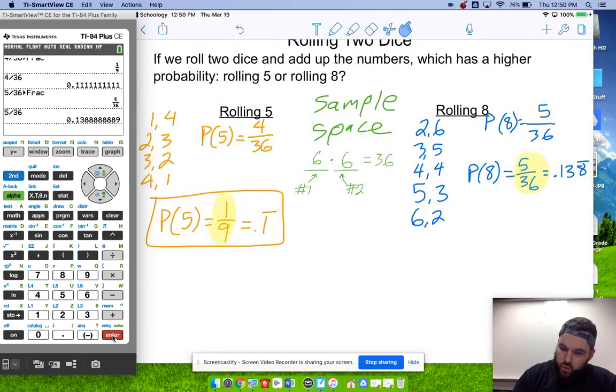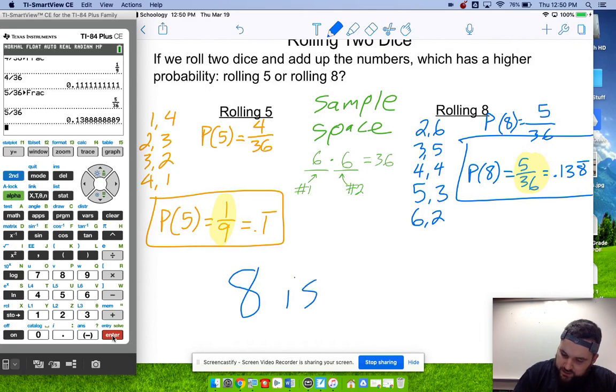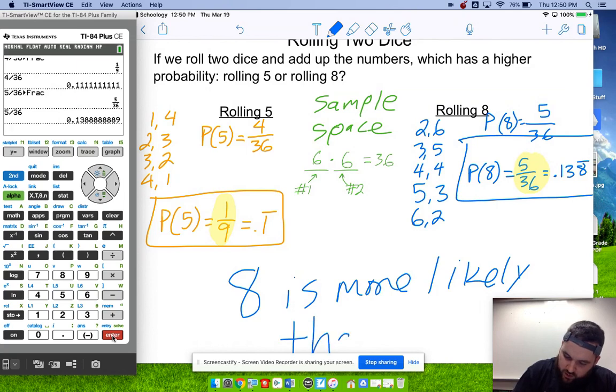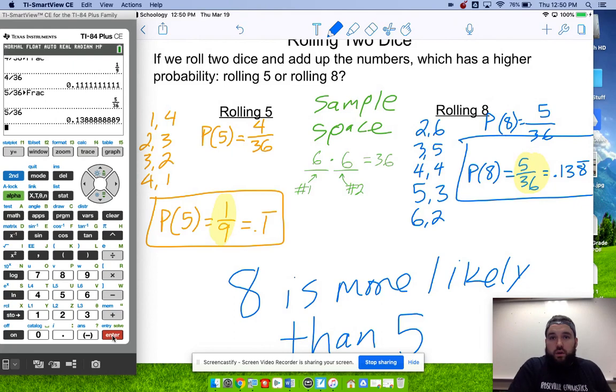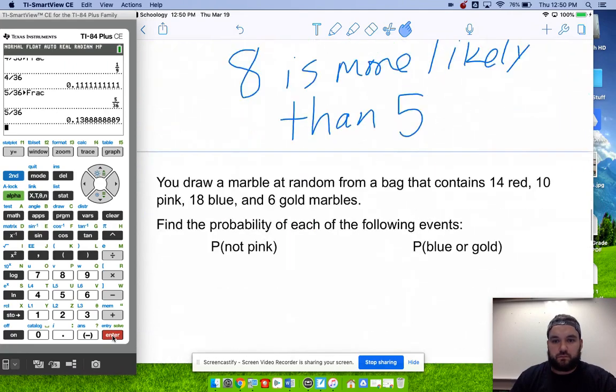So if we roll 2 dice and add the numbers, which has a higher probability? I'm going to box this in. 8 is more likely than 5. And again, the numbers we just found are the theoretical probabilities. I don't have dice. I'm not rolling dice to do an experiment. I'm just finding the probability if I were to carry this out.